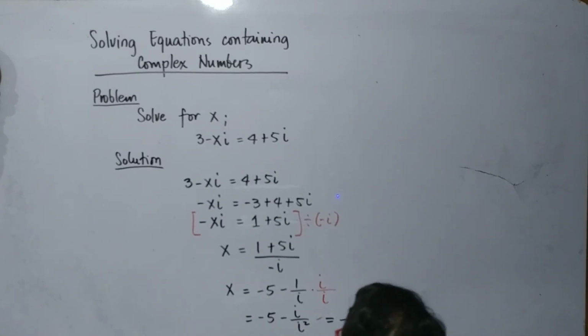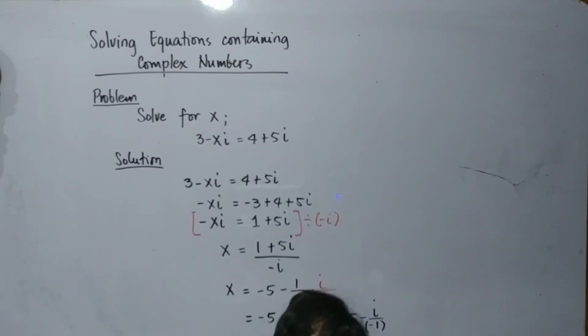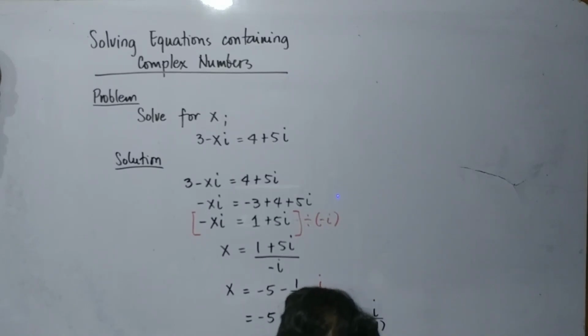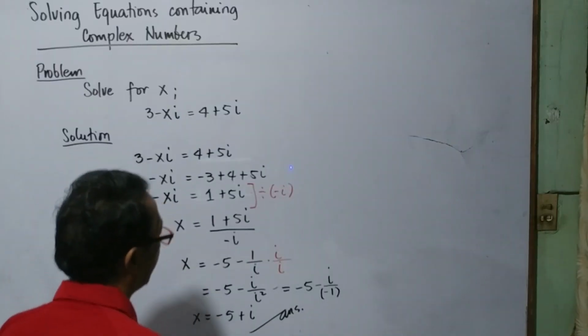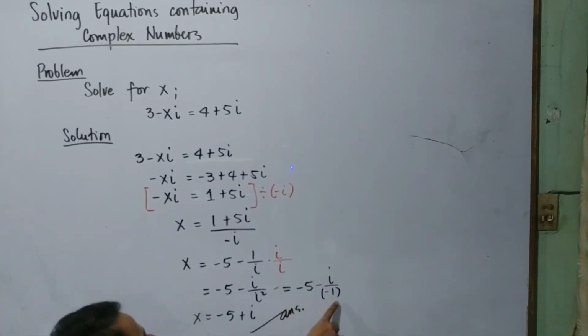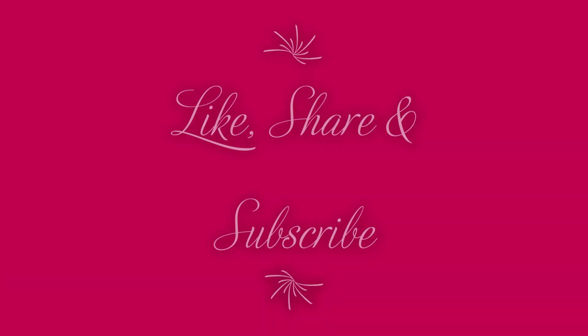So finally, our answer now is negative 5 plus i. Or conjugate. Then we have now negative 5 minus i over i squared. Then substitute i squared, which is negative 1. So finally we have now x equals negative 5 plus i.